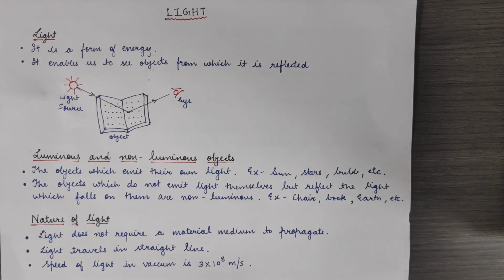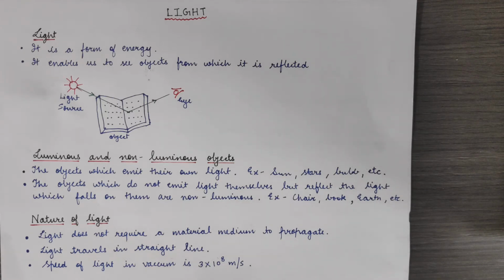For example, two people are conversing with each other and they are able to listen to each other. Now if we remove the air between these two people, they will not be able to listen to each other, because sound requires a material medium to propagate itself. But light does not require any material medium to propagate. Even in vacuum, light propagates itself.